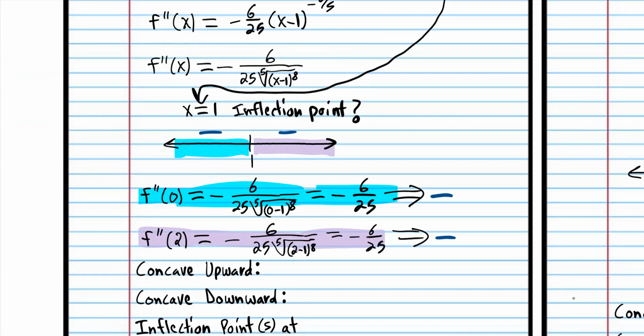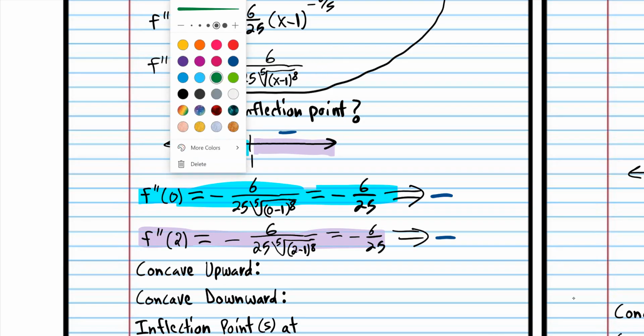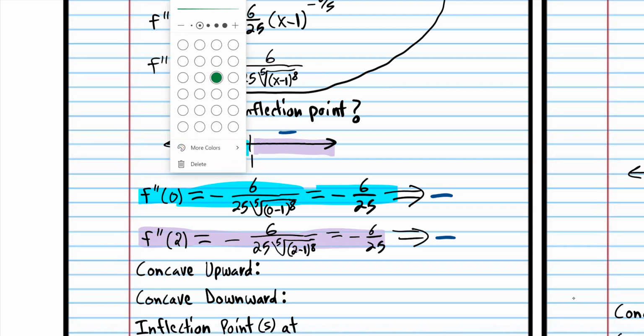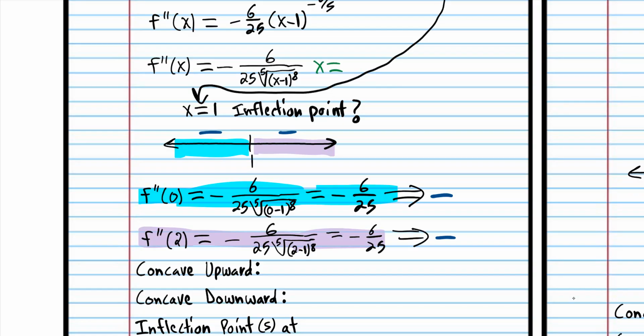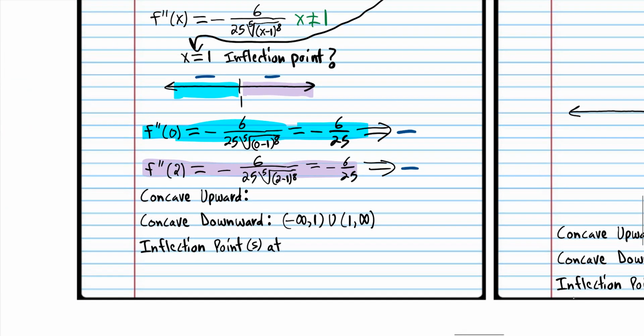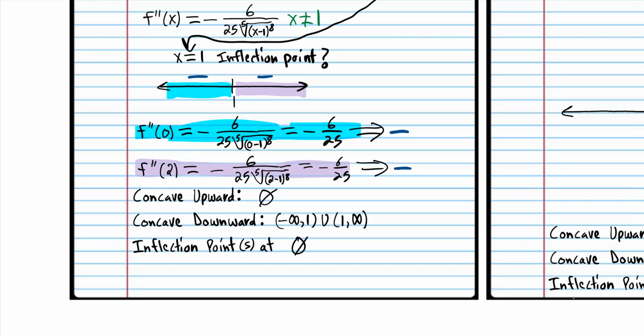So in green over here, I'm going to put x cannot be equal to 1 for this equation either. The second derivative just is not defined there. So the graph is concave downward from negative infinity to 1, or 1 to positive infinity, but not at 1. And there's no inflection points, and there's no upward concavity.